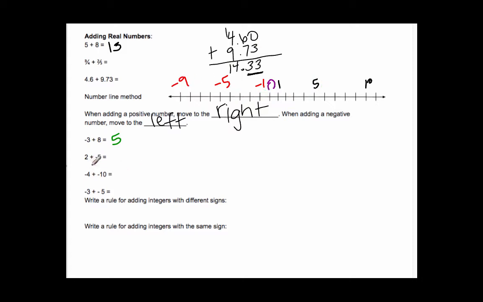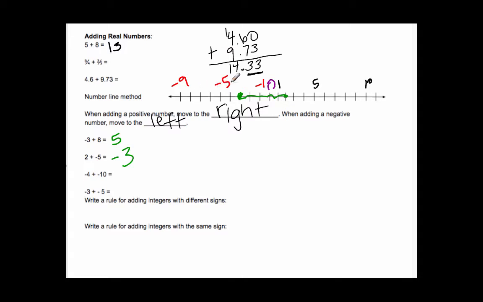Now let's look at 2 plus -5. So I'm going to start at +2 right here, and I'm going to move to the left 5 times. 1, 2, 3, 4, 5. Sorry if that was hard to tell. So where did I end up? I ended up at -3.